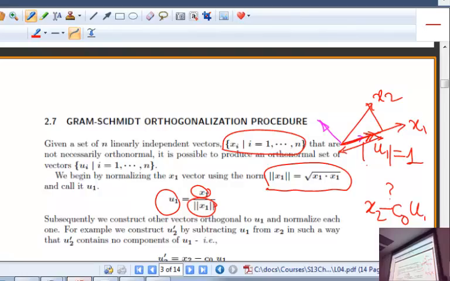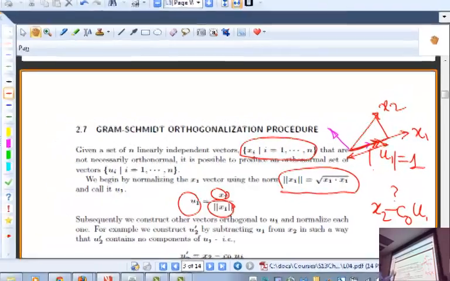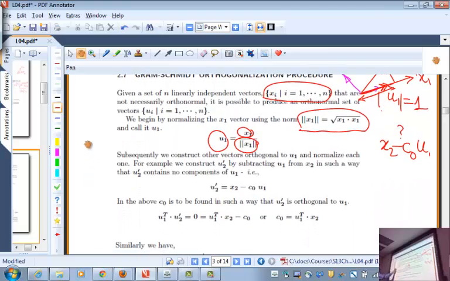So I'm going to convert this into an algorithm. The next step is u2 prime, that is a modified vector, equal to the original vector x2, which is given to me, minus the u1, which I just calculated in this step, multiplied by c0, which I don't know yet. I need to find out how much of x2 I need to subtract in the u1 direction. And that is going to be perpendicular to x1. The u2 will be perpendicular to x1. So this is the process of orthogonalization.